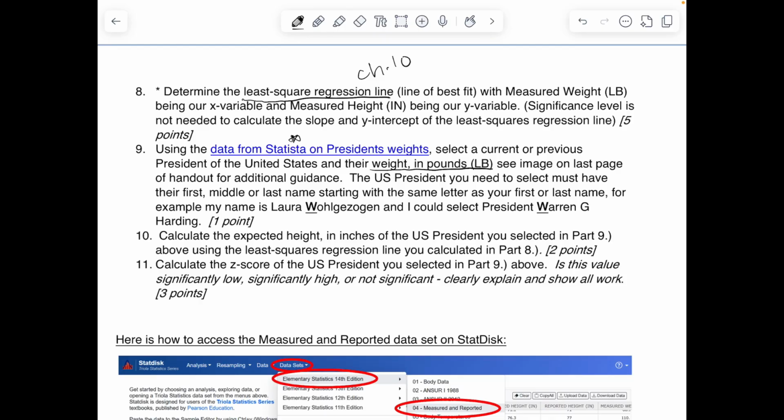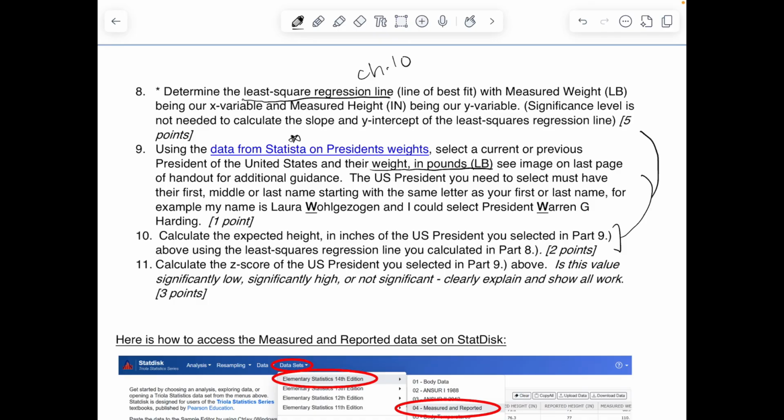Number 10 says to calculate the expected height in inches of the U.S. president that you selected in part 9 using the least squares regression that you used in part 8. So you're using both part 9 and part 8 for this.